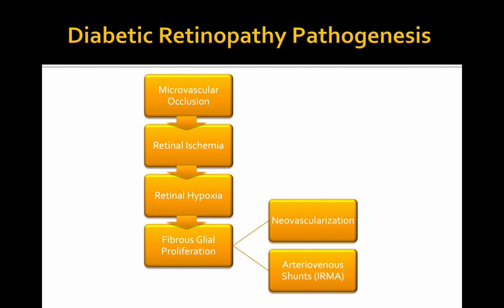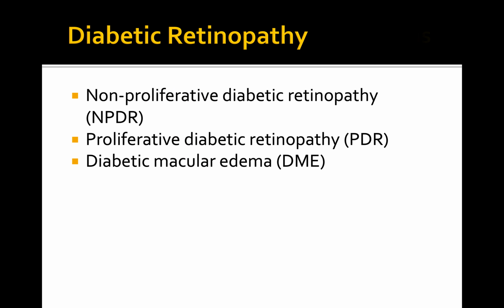The pathogenesis of diabetic retinopathy starts with microvascular occlusion. Also recall red blood cells' poor oxygen carrying capacity. This leads to retinal ischemia, retinal hypoxia, which can lead to fibrous glial proliferation, also known as neovascularization, or arteriovenous shunting. There's two forms of diabetic retinopathy, proliferative and non-proliferative, and one major complication which can happen in either case is diabetic macular edema. So let's start with discussing non-proliferative diabetic retinopathy, or NPDR.